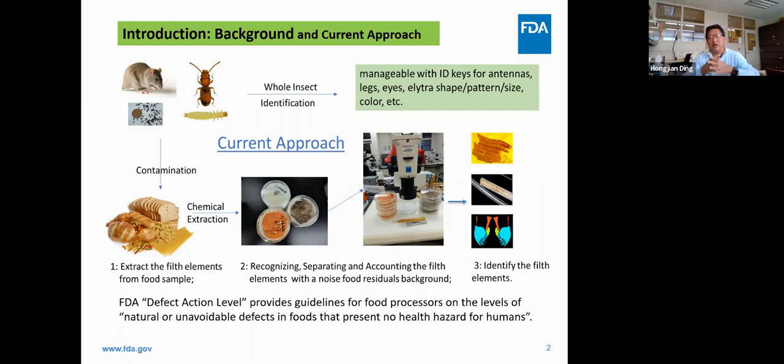So the FDA regulates our food. We all know it's impossible for all food to be free of insects. So the FDA has a defect action level. It provides a guideline for food processors on a level. So if a certain amount of insect fragments in the food, it will be okay. If over the threshold, then it will be a violation. So the FDA will take action on that.